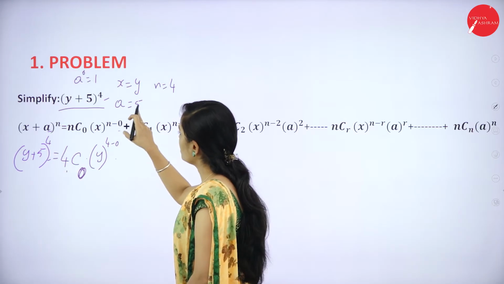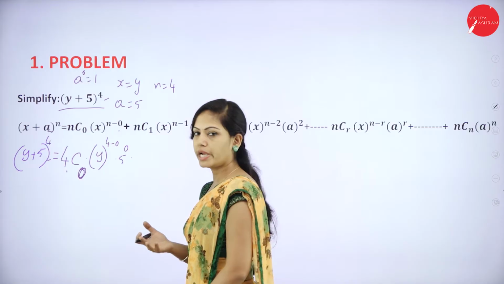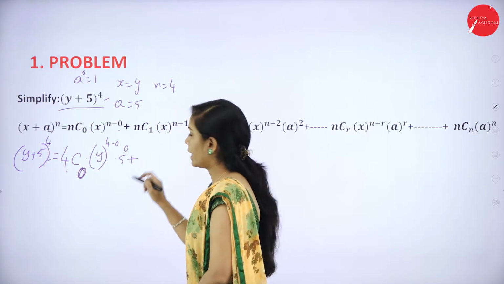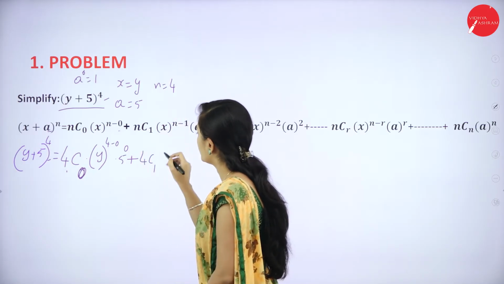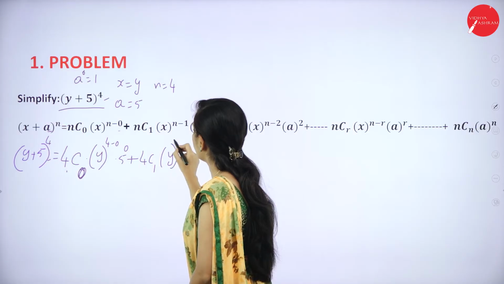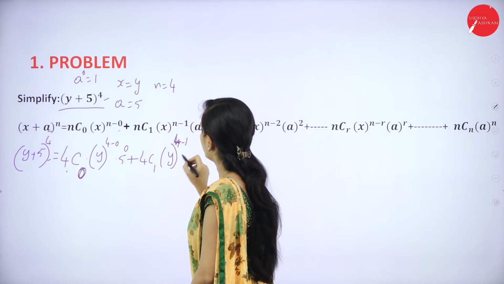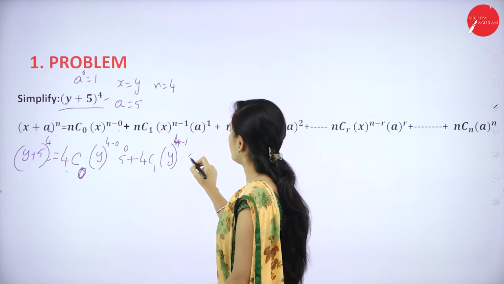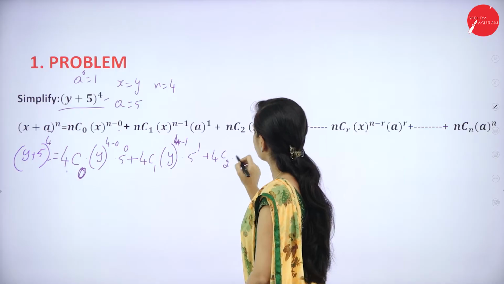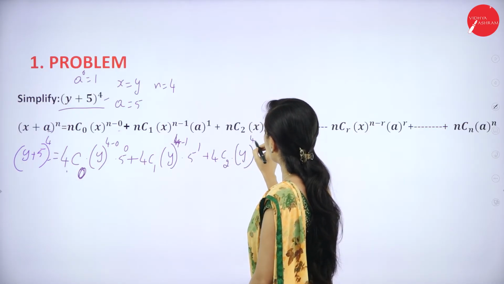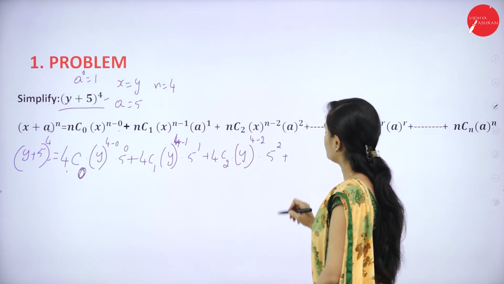What is the value of a? A is equal to 5. 5 power 0 means 1. If you want to write, you can write. Otherwise, you can skip. And the next term, 4C0 changes to 4C1. And y power n minus 1 means 4 minus 1 into a means 5, 5 power 1. And the next term, 4C2, y power 4 minus 2 into a power 2, 5 power 2.